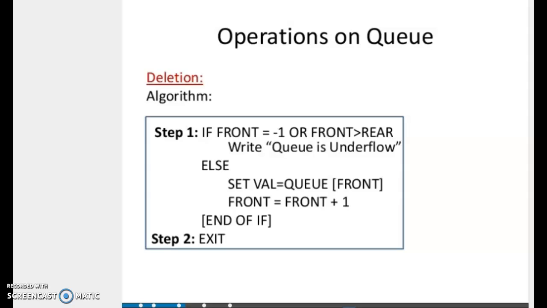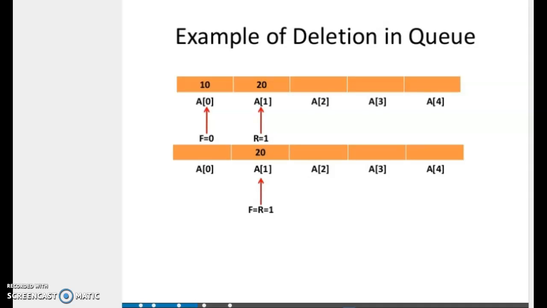Okay, if the first condition is true, then first write queue is underflow, else we directly go into setting the value, which is equal to queue of front, and your front will be incremented by 1, and end if and exit. This is the real example of the deletion in the queue. You can see this A of 0, its value is 10. Here your front is available. When you delete your first element, your front will be incremented by 1.